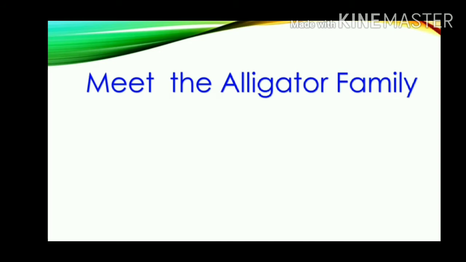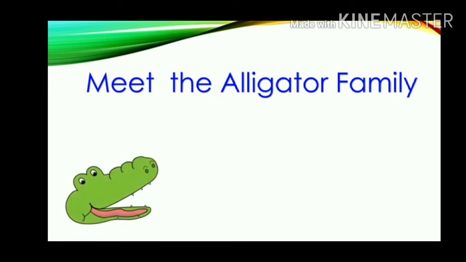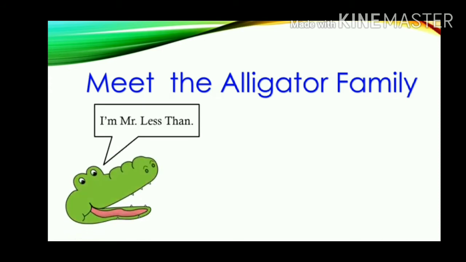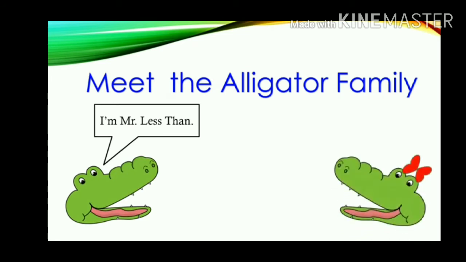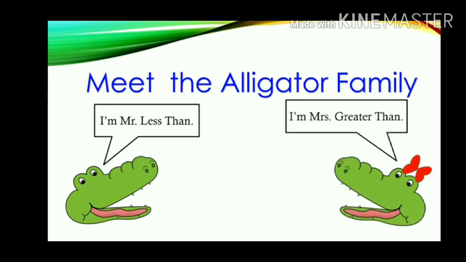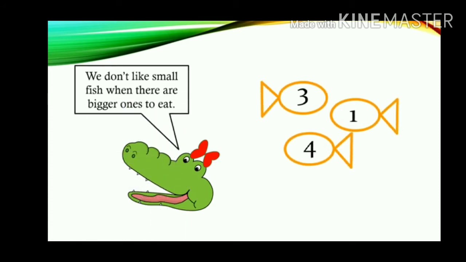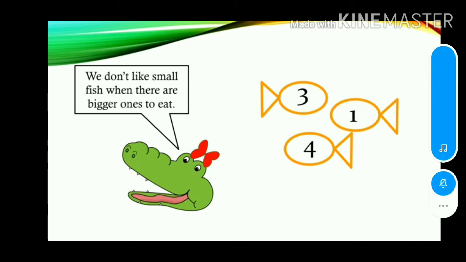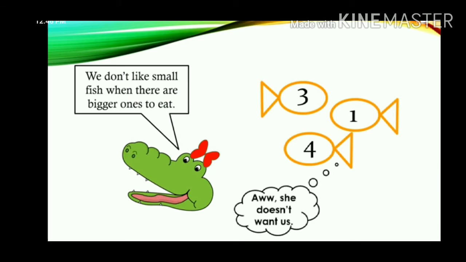Meet the alligator family. So what does the alligator tell us? I am Mr. Less than. I am Mrs. Greater than. So these are Mr. Less and Mrs. Greater. We like to eat bigger numbers. 3, 1, 4. We won't like small fish when there are bigger ones to eat.